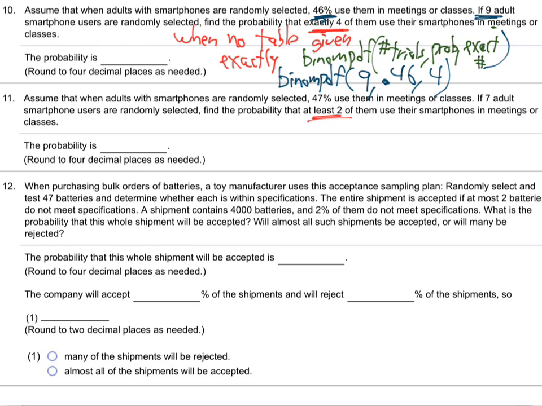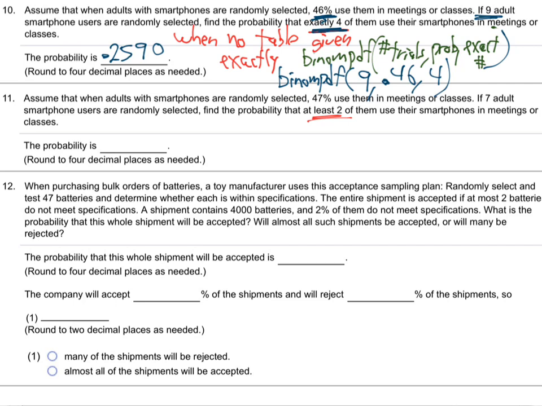Binom's way down at the bottom, huh? Yeah. 9, 0.46, 4. I'm getting 0.2590 on the exam. They're saying exactly, greater, less, whatever, and there's no table given, huh? So then you go, oh, yeah, so it's the binom.